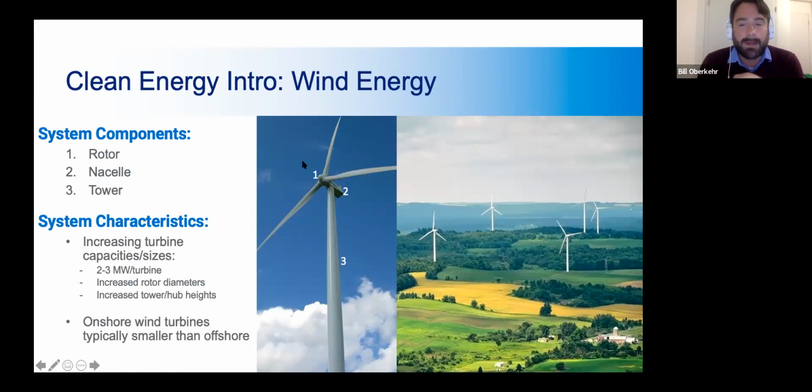Wind is a bit different. We've got the rotor, the nacelle, and the tower. They're numbered there in the image. The numbers correspond. That's what those pieces of the wind turbine are called. Increasing turbine capacities and sizes. So we typically are seeing 2 to 3 megawatts per turbine. You can increase that by increasing rotor diameters and tower or hub heights.